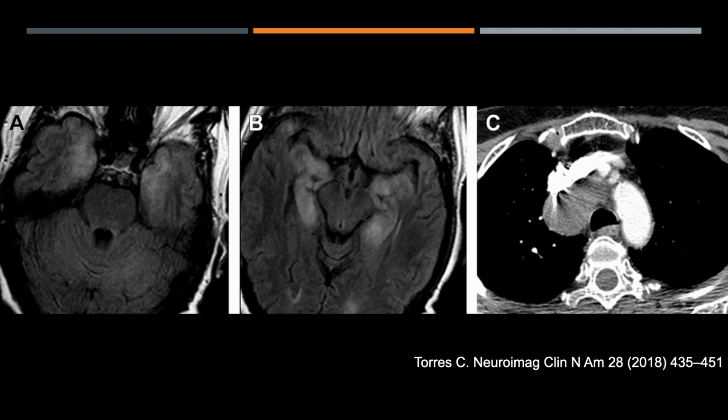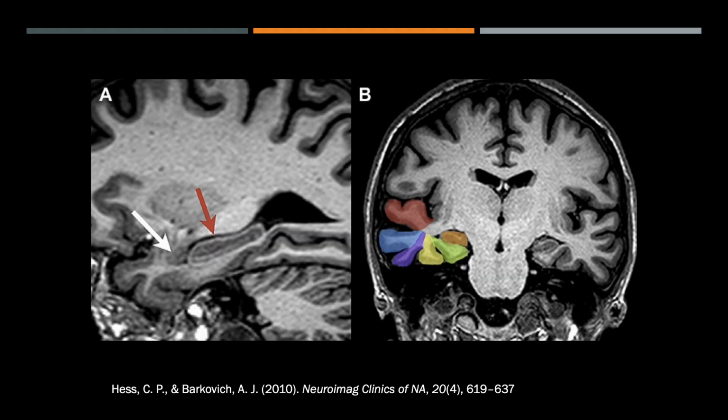What's the findings here? Here we have bilateral medial temporal lobe involvement. We have involvement of bilateral amygdala, bilateral hippocampi, and then the chest CT demonstrates a mass. This is a patient with a lung cancer with limbic encephalitis. And review the temporal lobe anatomy. Be able to label the gyri, the hippocampi.